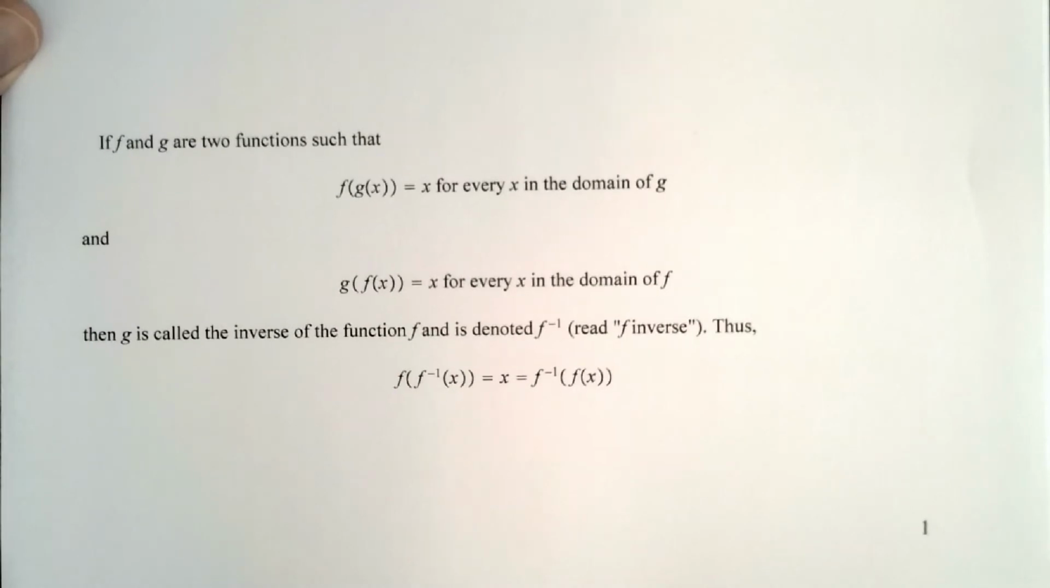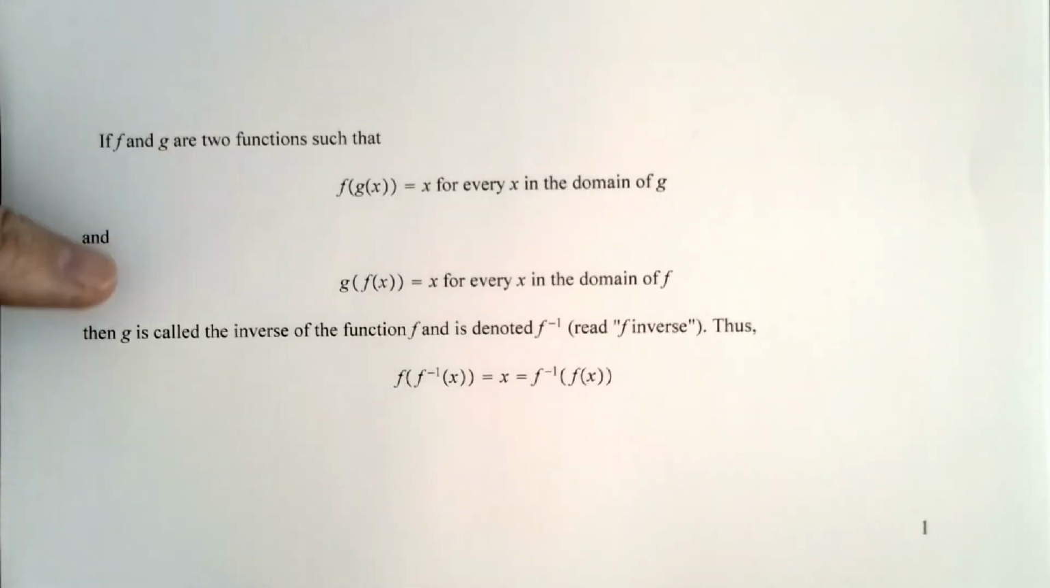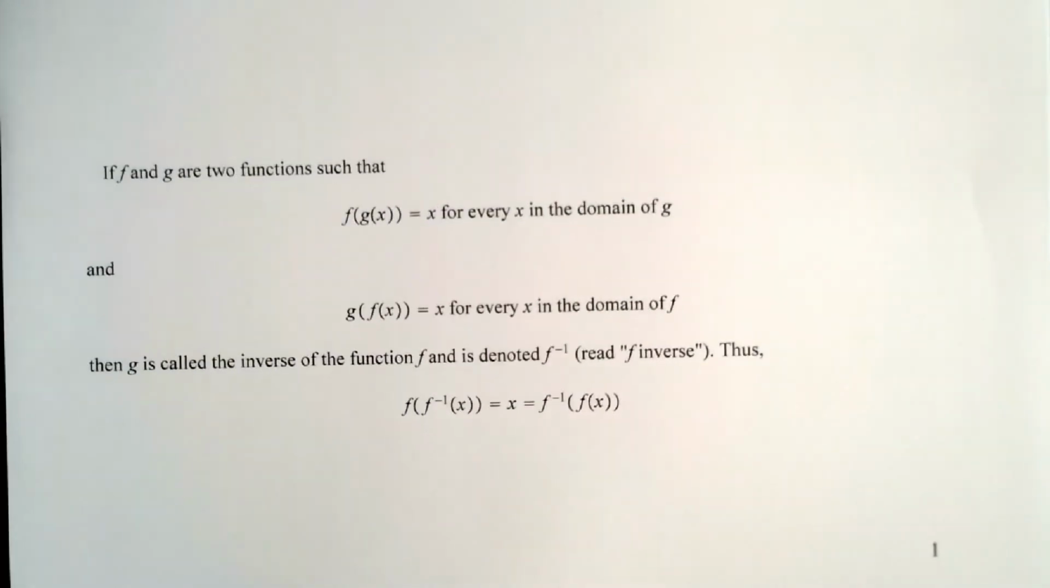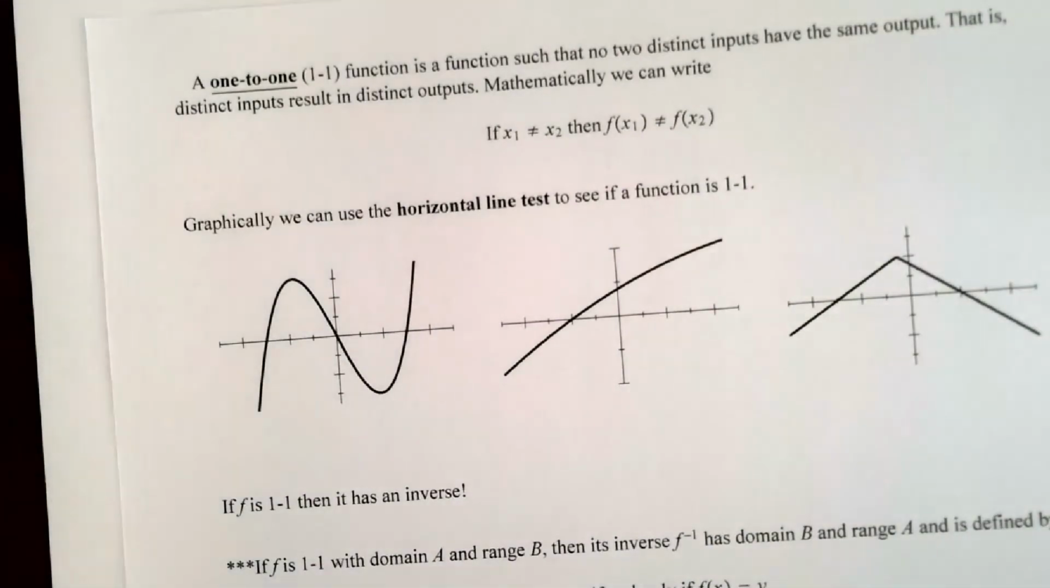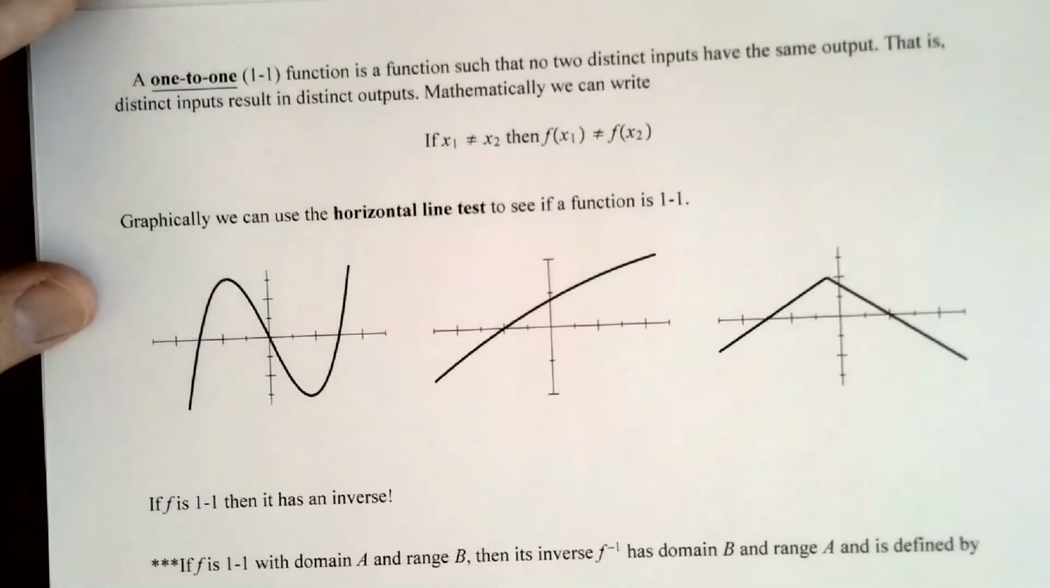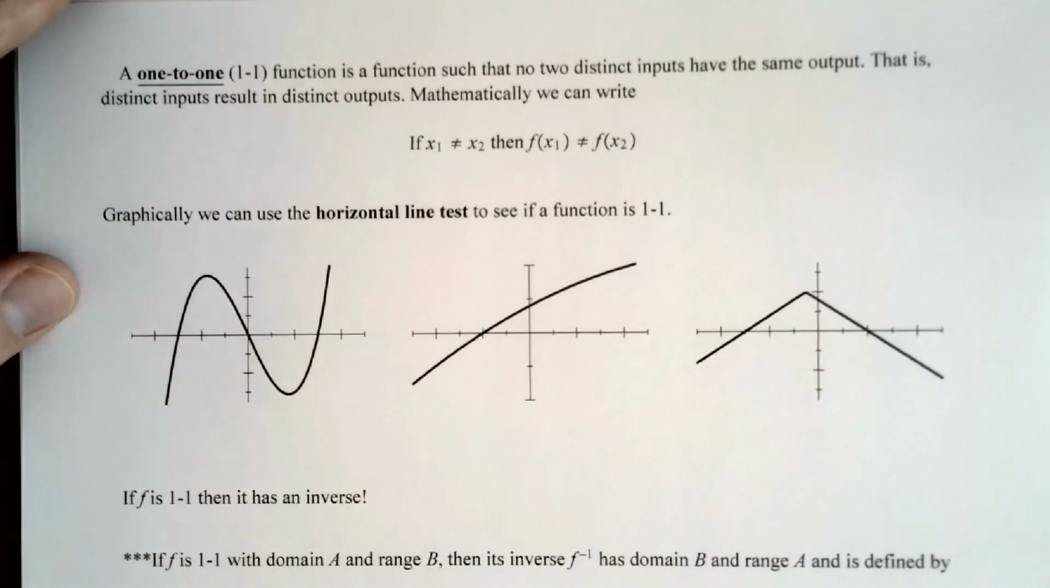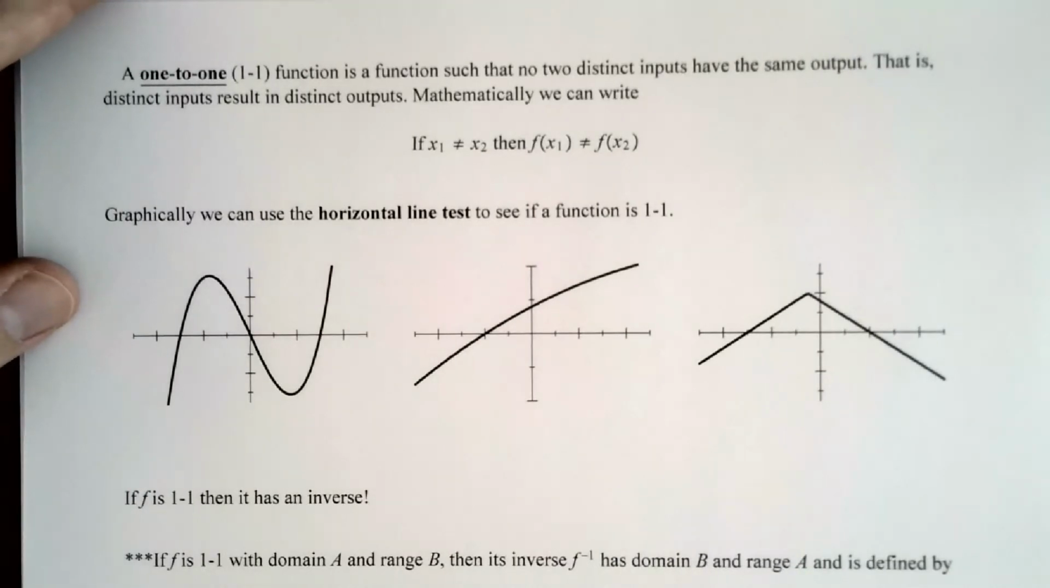What has to be true of the functions other than what we have here? Obviously, we have to have this relationship. So in order for this to work, we have to have a function that is what we call one-to-one. A one-to-one function is a function such that no two distinct inputs have the same output. So distinct inputs give distinct outputs.